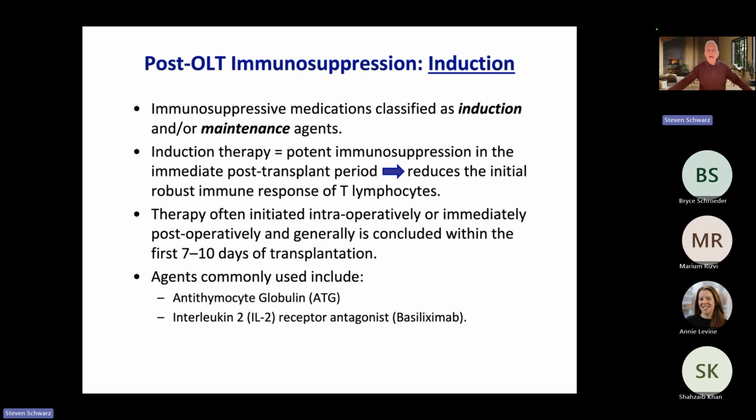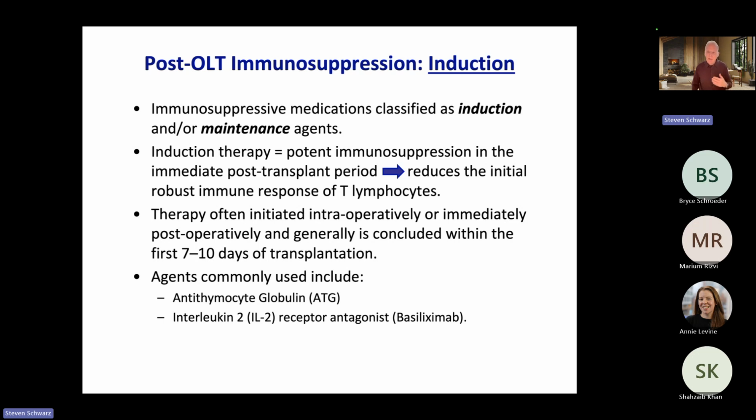So now we turn to the area that you will probably want to know something about in terms of your rotation over at NYU, and that is, how do we deal with post-transplant immunosuppression? It's really a question of induction of immunosuppression and maintenance of immunosuppression. So these medications can be classified as either induction or maintenance agents.